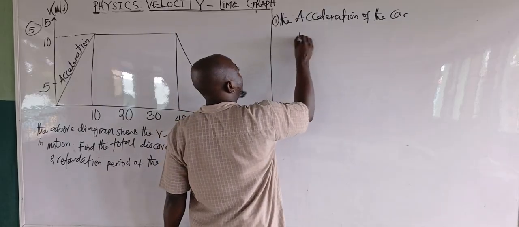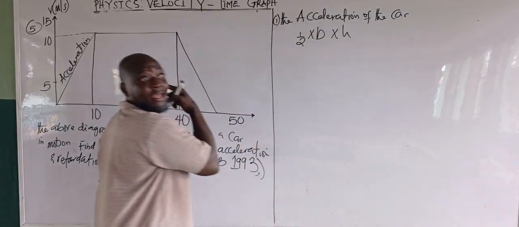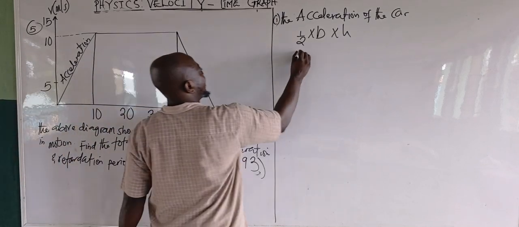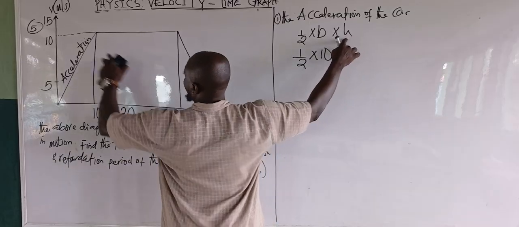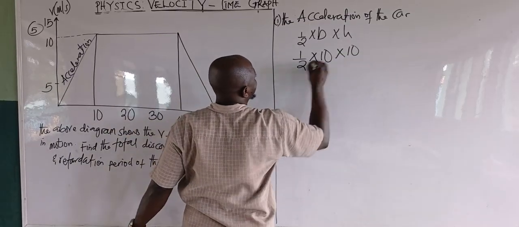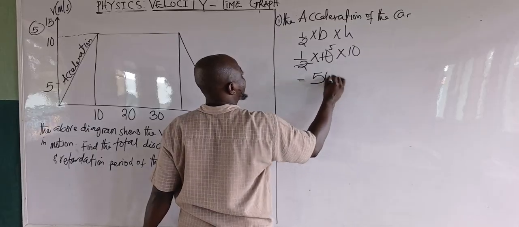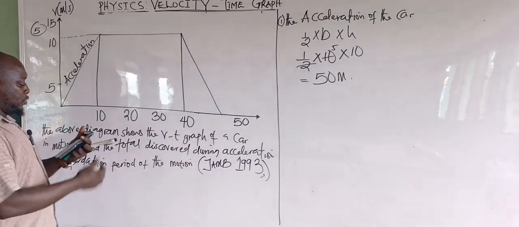So you can say 1 over 2 times B times H here. From this part, the base is 10 already. We know that. I have it as 10. And then the height, we know this is 10. That's the height. So this takes care of this here, which is 5. And then everything here becomes 50 meters. That's what we know to do.